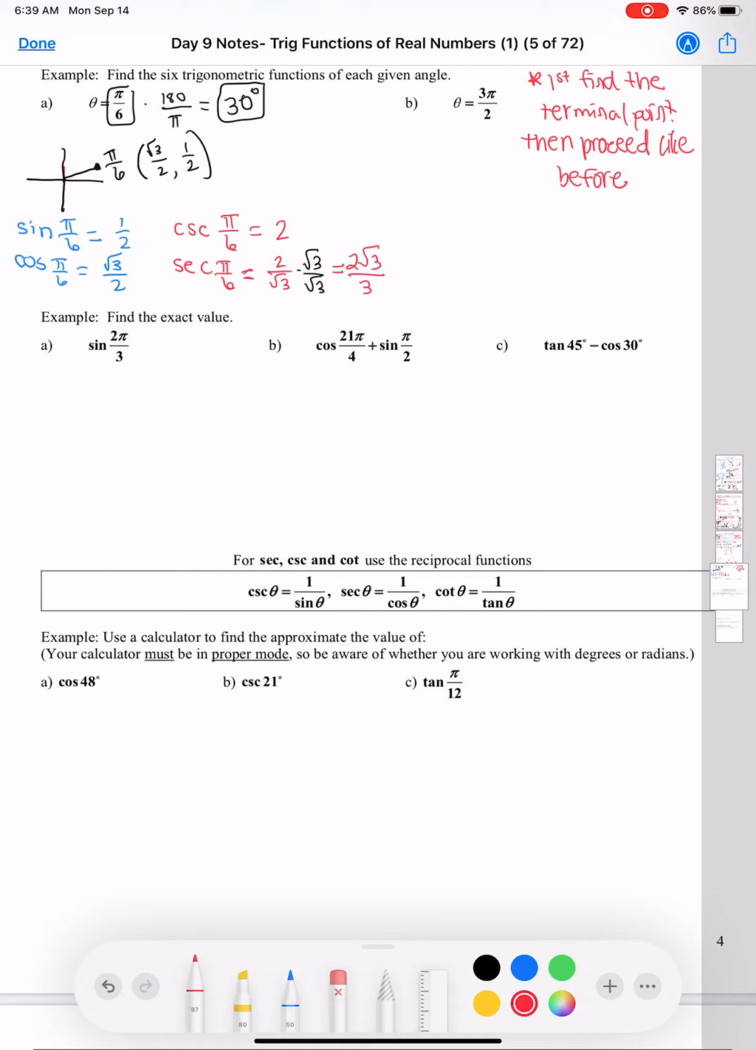Okay, and then lastly, I want to find tangent and cotangent. I'm going to do that up here, I don't want to run out of room. So tangent of pi over 6, well, we know tangent is sine over cosine, or in other words, y over x. Okay, so I have y over x. Now, just like before, instead of dividing by a fraction, I'm going to multiply 1/2 by the reciprocal of that fraction.